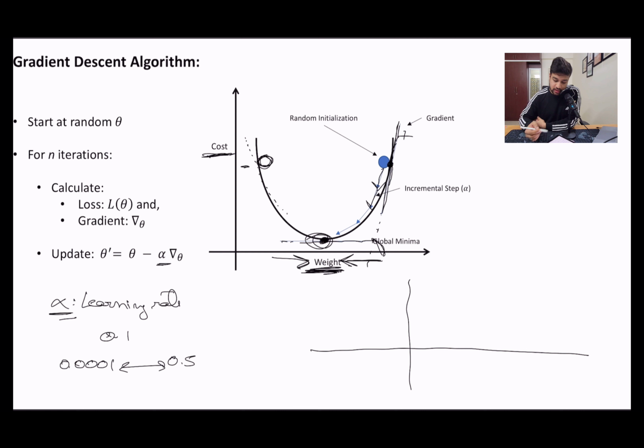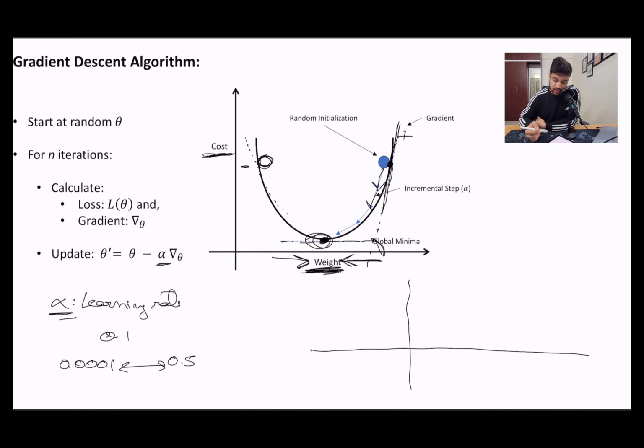Now, if we start with an initialization which is already at the lowest point, that is the best case scenario, but that almost will never happen in a real world scenario. What will usually happen is that you will land somewhere in this plot. So let us assume that our random initialization places us here, right?